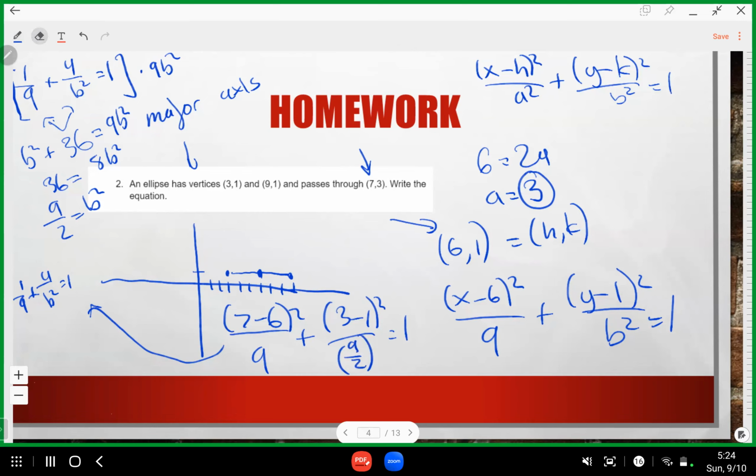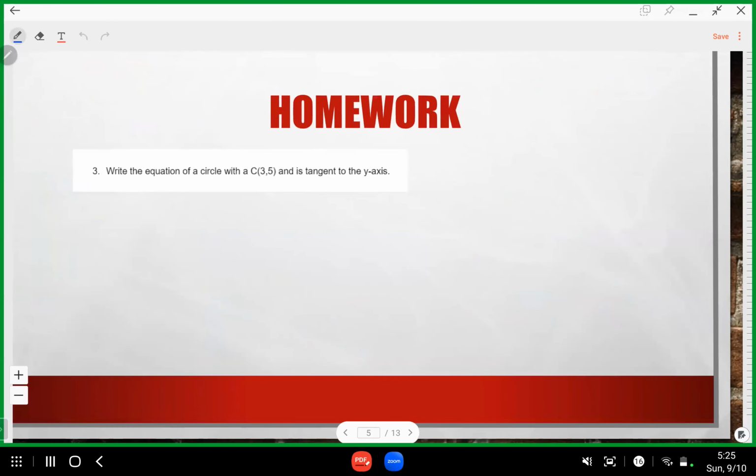But since we can't have a fraction in the denominator, we have to flip this upside down. We have 2 over 9 here. That is how we find the equation of the ellipse, right? So it's pretty simple, nothing too hard. Just make sure you know how to find A, how to find B, how to find C, all the relations and stuff. And our last one here is the easiest, actually.